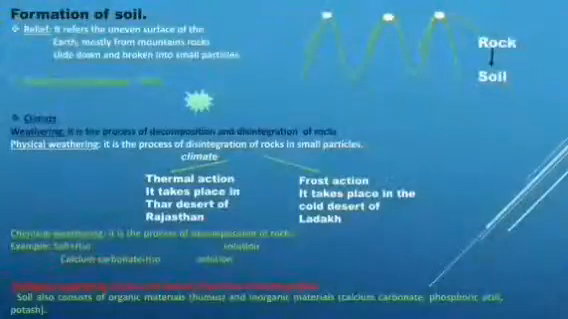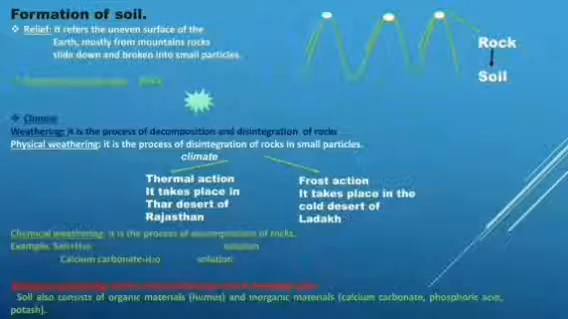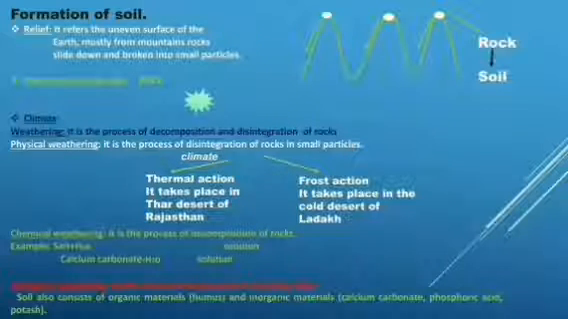Now, formation of soil. There are various factors for the formation of the soil, that is relief, parent rock or bedrock, climate and time. Relief, first factor. Relief refers to the uneven surface of the earth. On the earth, there are various relief features, that is mountains, plains, plateaus, valleys, etc.